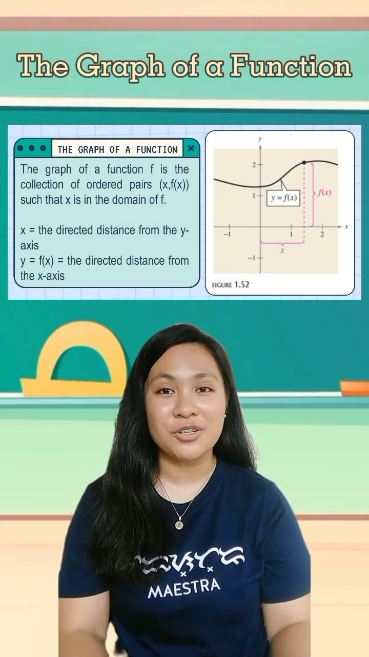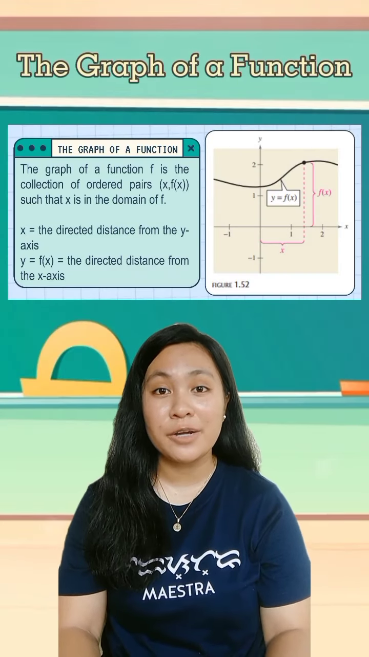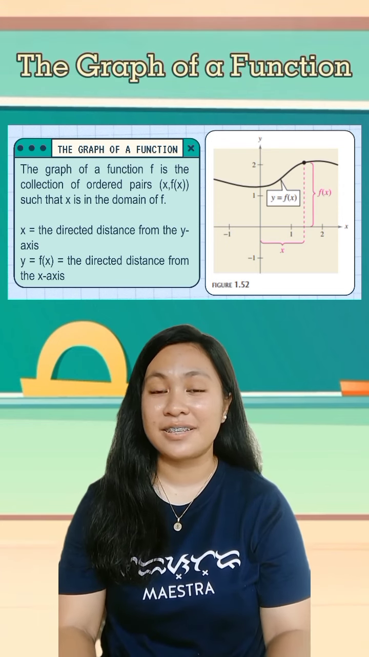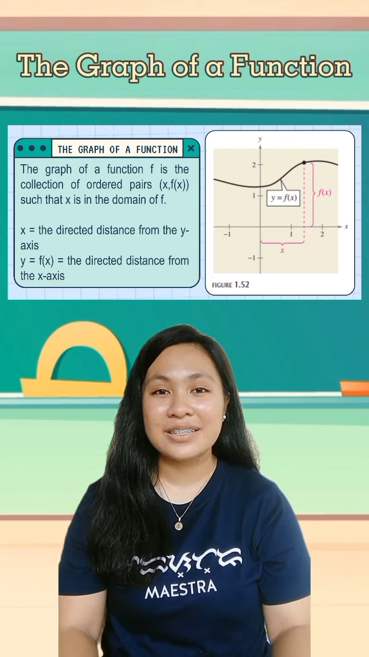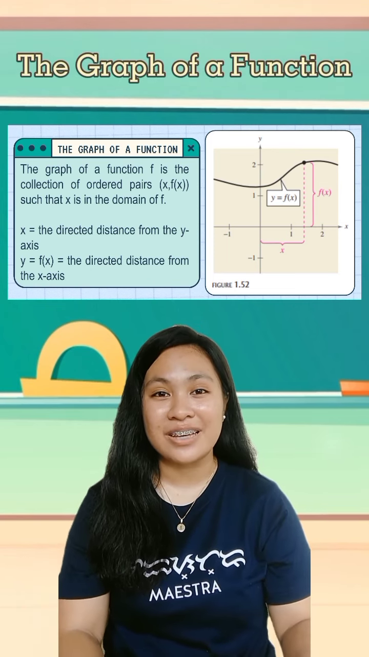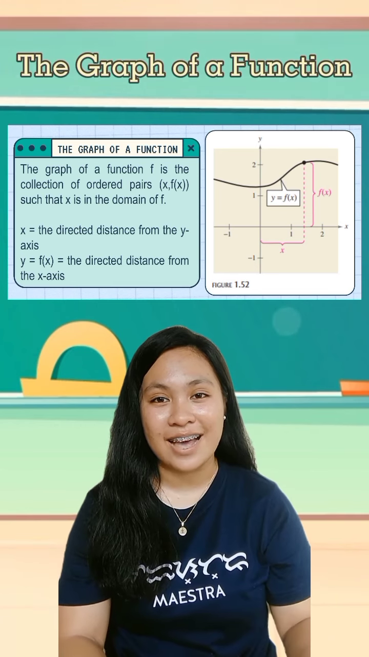The graph of a function f is the collection of ordered pairs x and f of x such that x is in the domain of f. X is the directed distance from the y-axis while y, or f of x, is the directed distance from the x-axis.